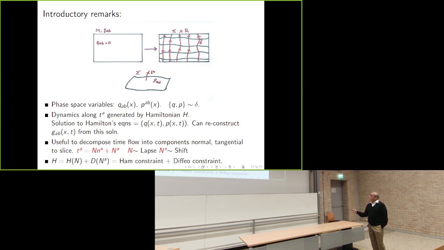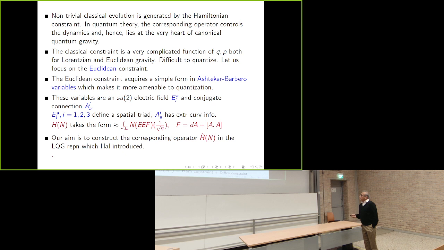transformations tangential to the slice, and that is called the diffeomorphism constraint. And of course, it's so called because what it does is that it turns out to generate three-dimensional diffeomorphisms of this data. So the non-trivial evolution out of the slice is really governed by the Hamiltonian constraint. And so in the quantum theory, the corresponding Hamiltonian constraint operator is what controls the dynamics. And hence its construction lies at the very heart of canonical quantum gravity.